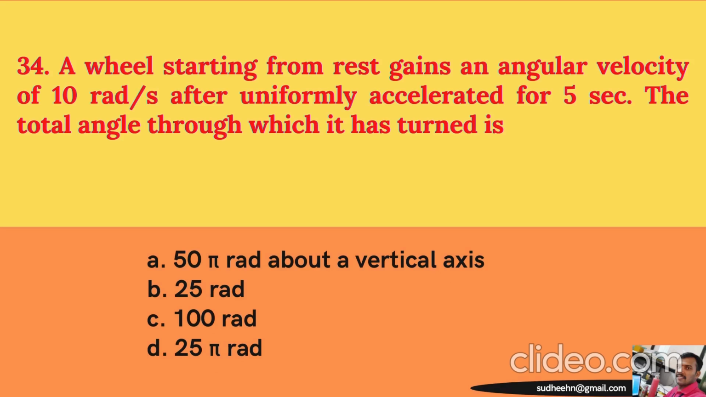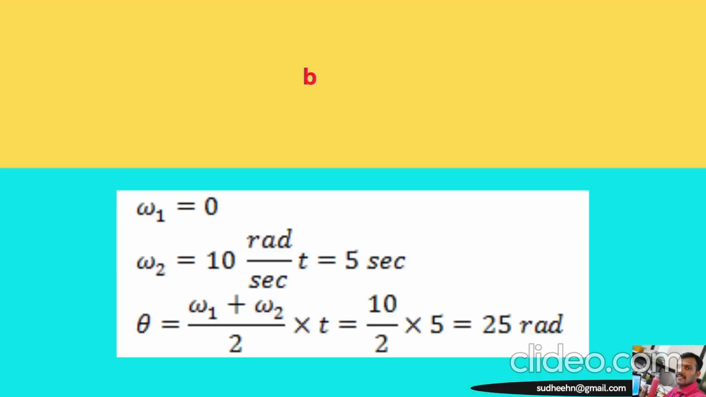The total angle through which it has turned is option A, 50 pi radians about a vertical axis, option B, 25 radians, option C, 100 radians, option D, 25 into pi radians. And the right answer is option B, that is 25 radians, because we know that omega 1 and omega 2, that is 0 and 10 radians per second, in this problem are given, and time t is equal to 5 seconds. And we know the relation for linear and angular velocity, theta is equal to (omega 1 plus omega 2) divided by 2, into t. By substituting those values, we will get option B, that is 25 radians.